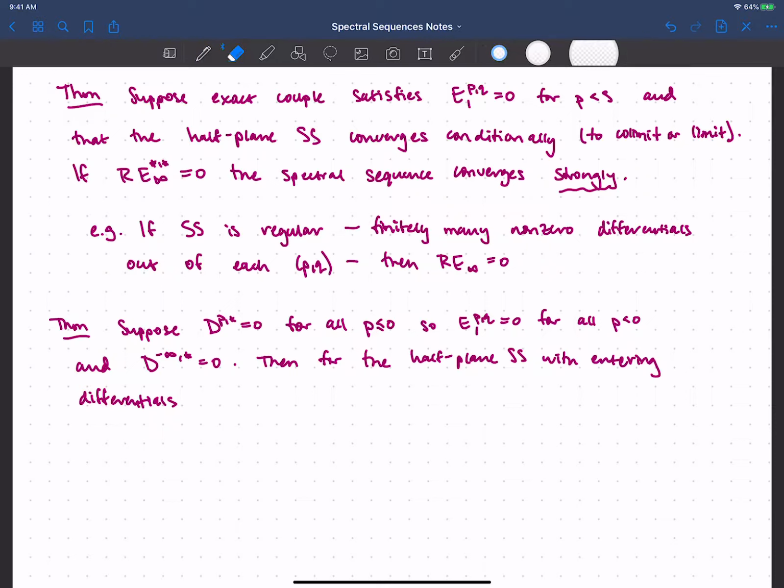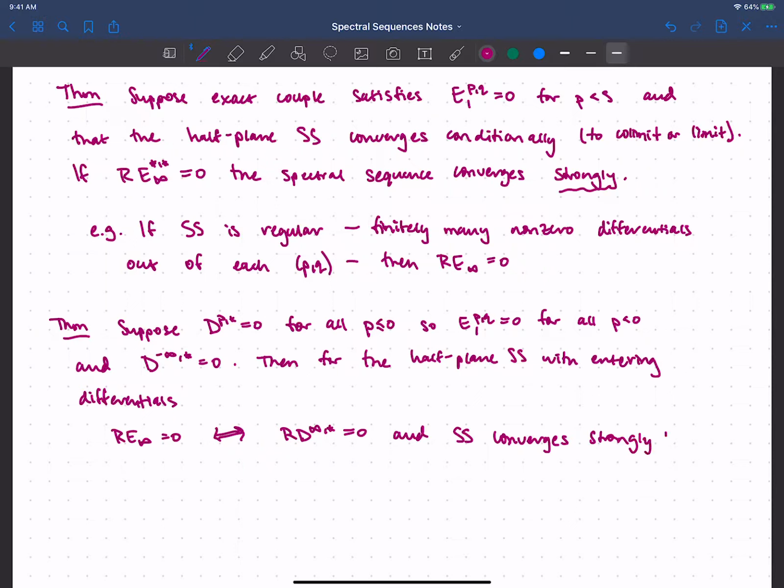Okay, so for the half-plane spectral sequence with entering differentials, the claim is that RE infinity, the obstruction to our convergence, is 0 if and only if we look at that lim1 term for the thing that is our limit, and that's 0. The RE infinity vanishes if and only if that's 0, and the spectral sequence converges strongly to the limit.